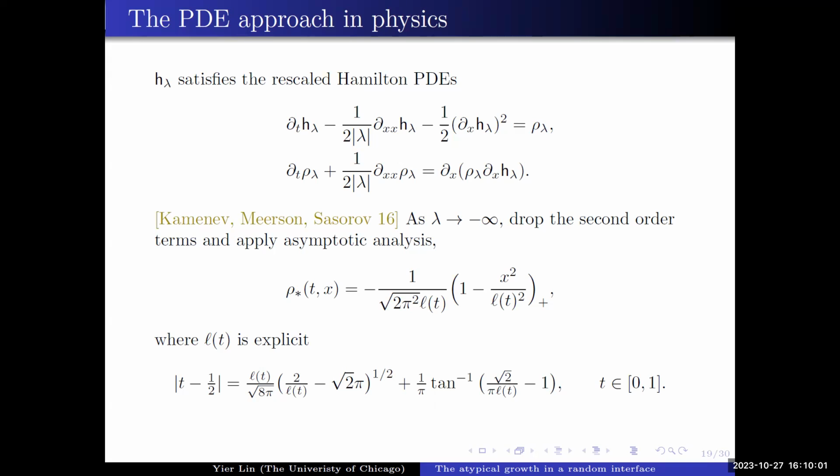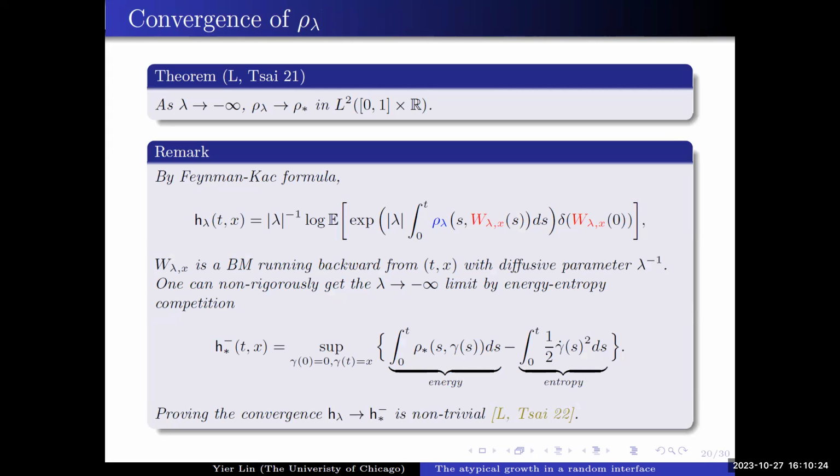You might ask, when lambda goes to plus infinity, it seems there's nothing different. The second order term also goes to 0. What happens behind the scenes is that the initial and terminal conditions have different behaviors that make the solution different. So the limit of this PDE has been proposed by the physics work, but how about the convergence? What we show is that this pre-limit actually converges to the limiting equation in the sense of L2 norm.